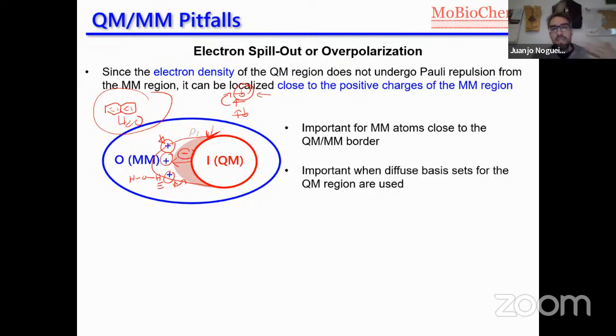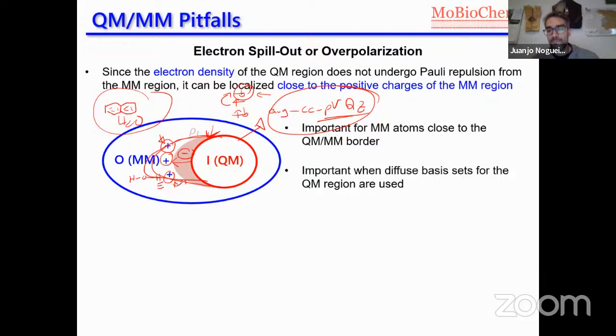This is also important if we use a very large basis set here, for example something like augmented cc-pVQZ. So here we have a very large basis set with a lot of diffuse functions. So also we can have a lot of overpolarization because the electronic density can penetrate a lot into the classical region, okay?